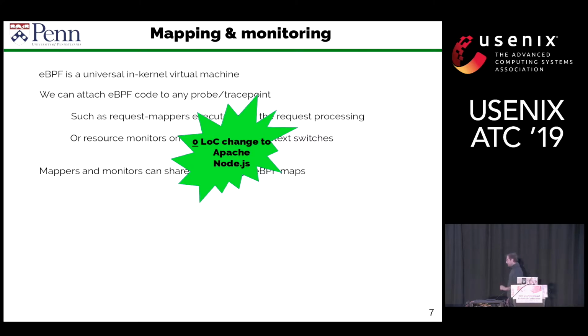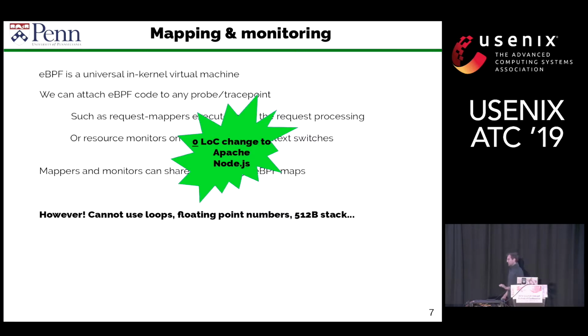The very nice thing, and that's why I was so happy to say it's very practical, is that we had zero lines of code to change in either Apache or Node.js, as well as a third system which we describe in the paper, because this is, after all, binary instrumentation.